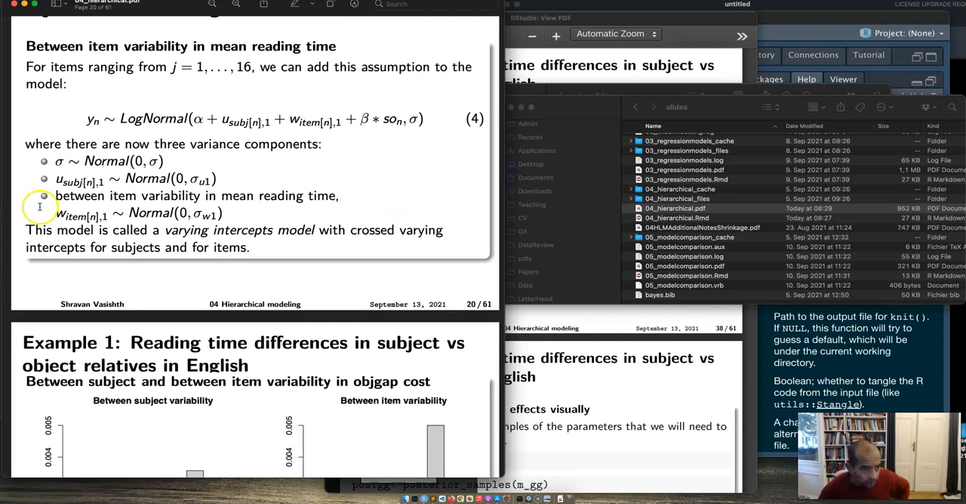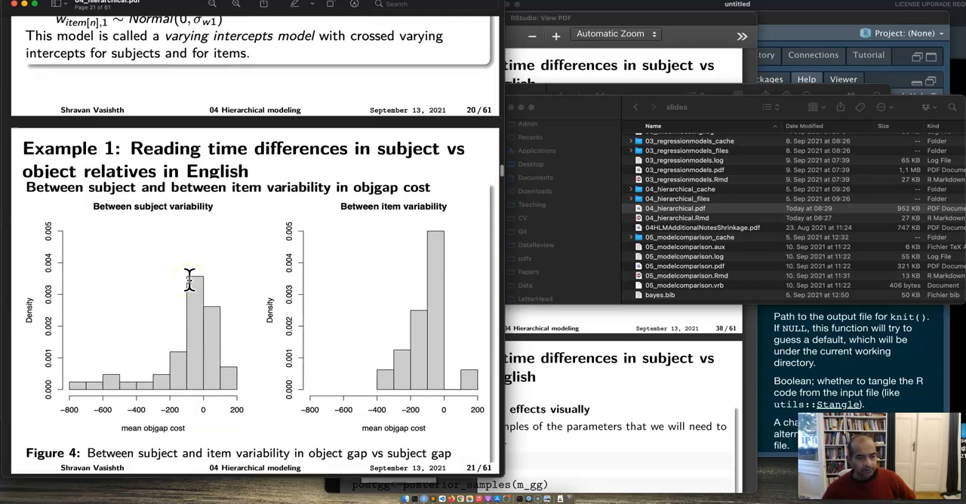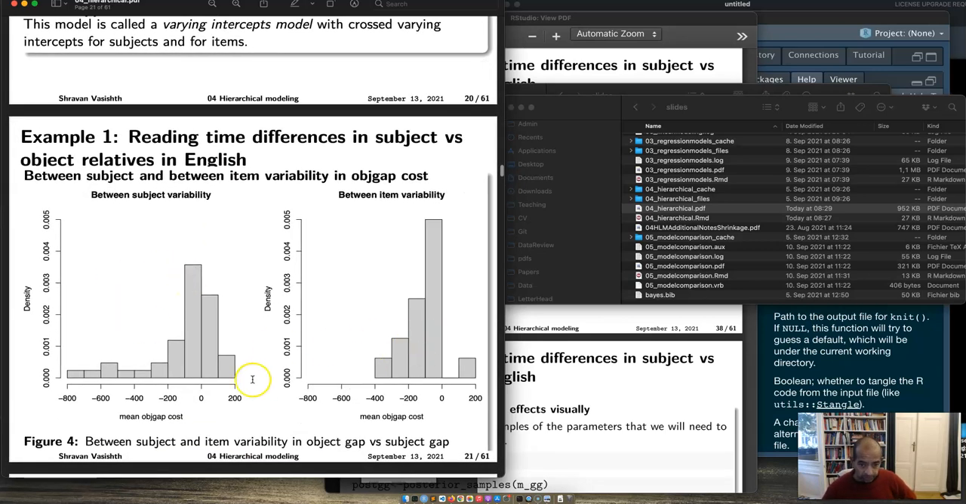Anyway, so I've fixed this now. You see that? It's sigma U1, this sigma W1. This is correct now. So there are three sources of variance, and what I'm showing you here, side by side, is the between subject variability. So I just estimated the mean reading time for subjects and the mean reading time for items here. And what you should notice is that there's a lot more variability in the subjects than in the items.